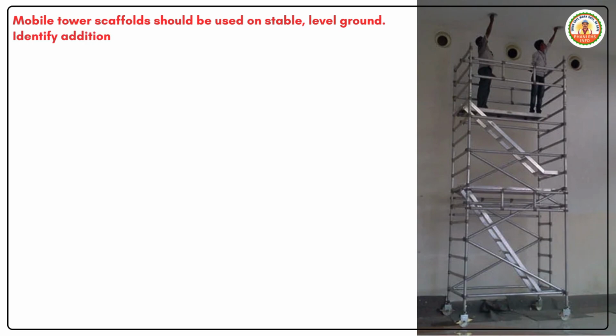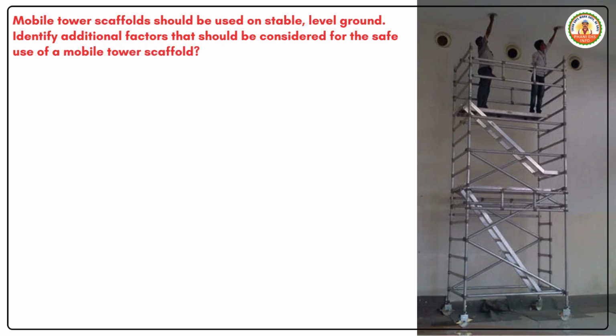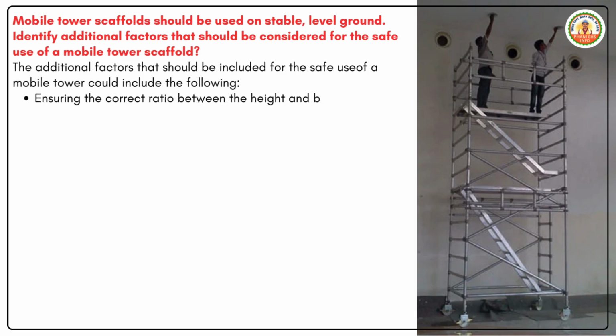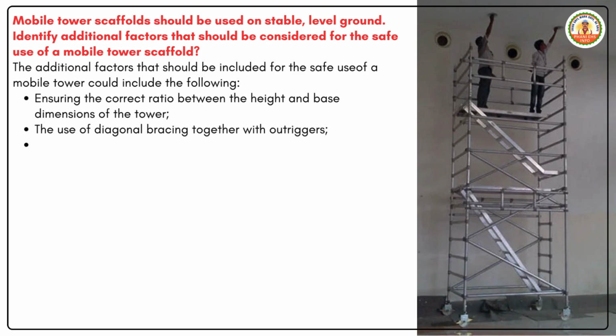Identify additional factors that should be considered for the safe use of a mobile tower scaffold. The additional factors that should be included for the safe use of a mobile tower could include the following. Ensuring the correct ratio between the height and base dimensions of the tower. The use of diagonal bracing together with outriggers. Wheels capable of being locked when the tower was in use.